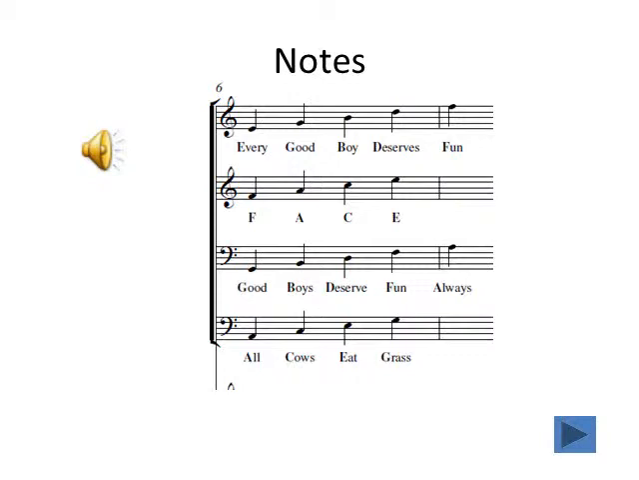On the bass clef, we have a G, B, D, F, and A. Good boys deserve fun always. On the bottom of the bass staff, we have an A, C, E, and G. All cows eat grass.